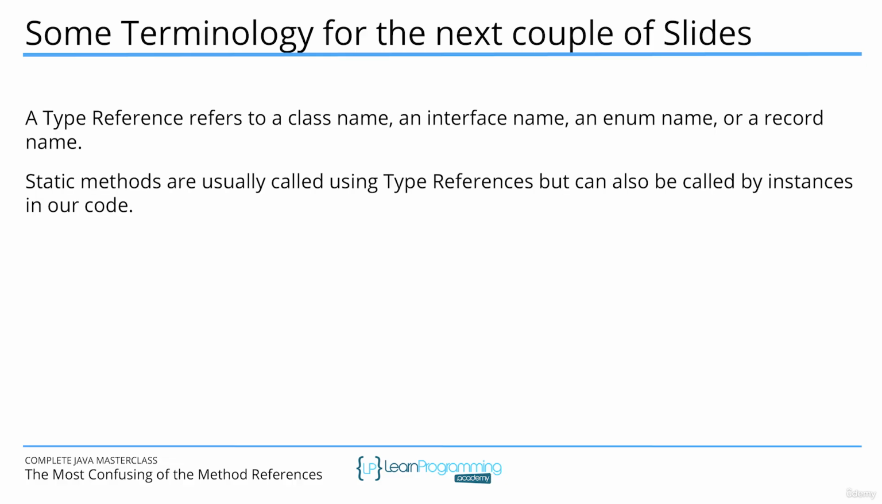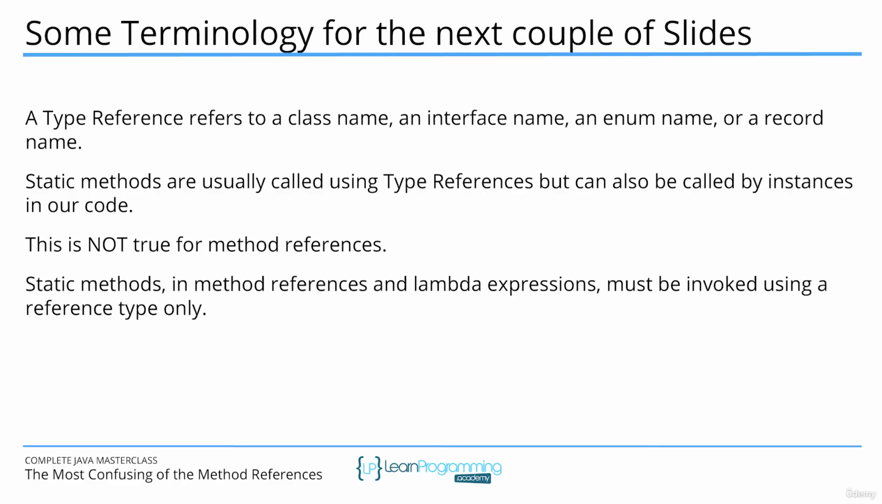Static methods are usually called using type references, but can also be called by instances in our code. This is not true for method references. Static methods in method references and Lambda expressions must be invoked using a reference type only.